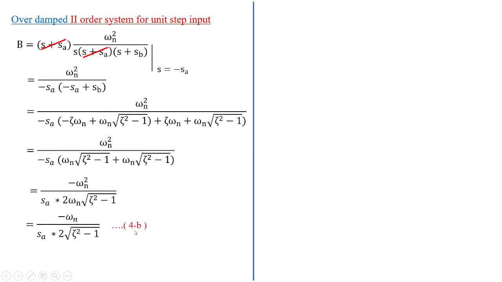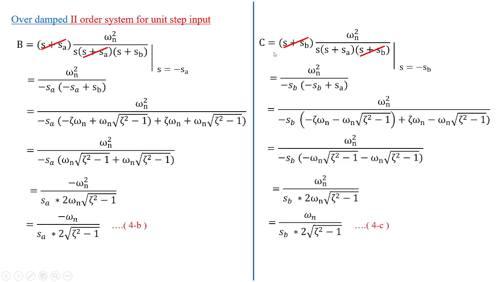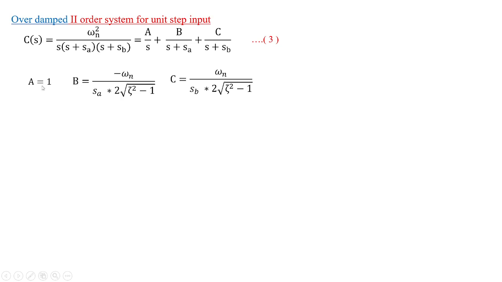Now after getting the value of 4b, on a similar basis I can get the value of the constant C. You just need to multiply s plus sb with the transfer function and substitute s equal to minus sb. Here we have done that and obtained the value of C, which is quite similar to the equation of 4b. Here it is a positive term, there it is a negative term. The B value is in negative form, the value of C is in positive form.